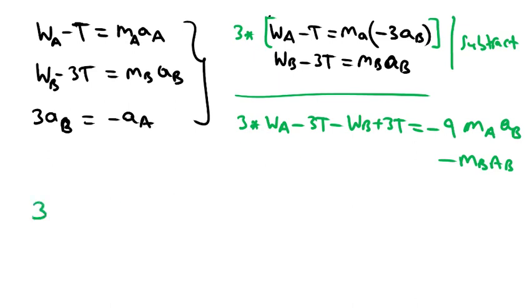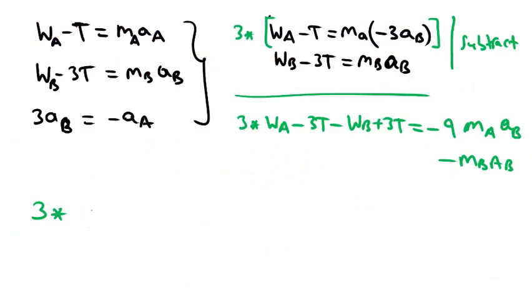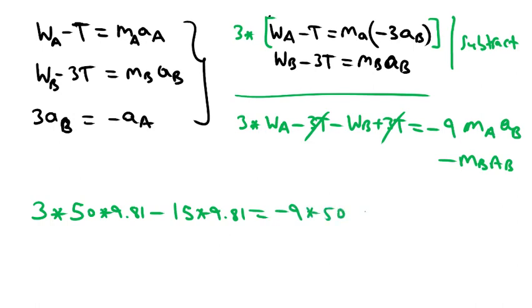Okay, so let's replace the values, and then 3 times WA is, A was 50 kg, I believe. Let me check it. Yes, A is 50 kg and B is 15. Then 50 times 9.81 times 3 times T, this will cancel out. Okay, and then WB is 15 times 9.81. That will be equal to negative 9 times 50 times AB minus 15 times AB.